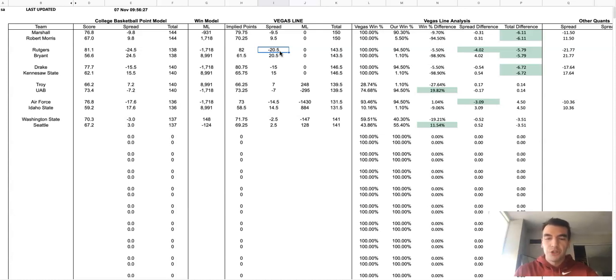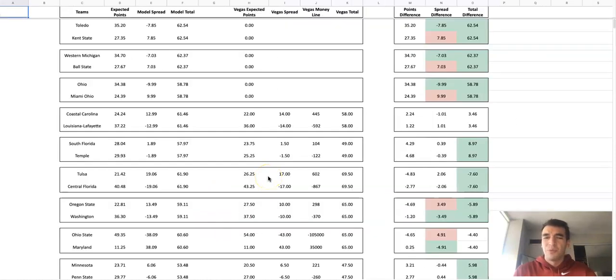But let's jump over to our college football model. Obviously we are now in about week 9 of the college football season, so you guys all have an understanding of how this model works, but I tried to simplify it as much as possible. We have the teams on the left side. We have the model spread and the model total, which creates an expected points, which again you would use for DFS purposes. For instance, tonight we can look at the South Florida Temple game.